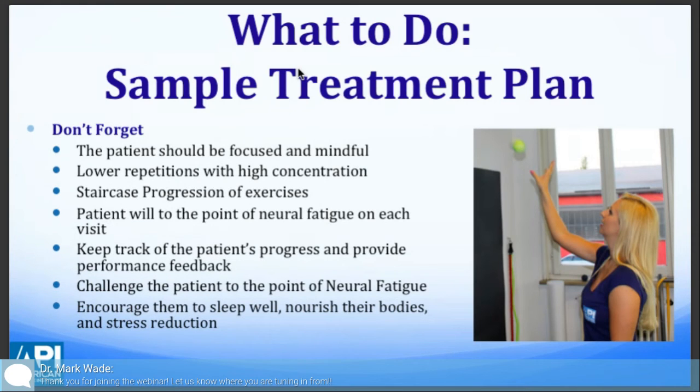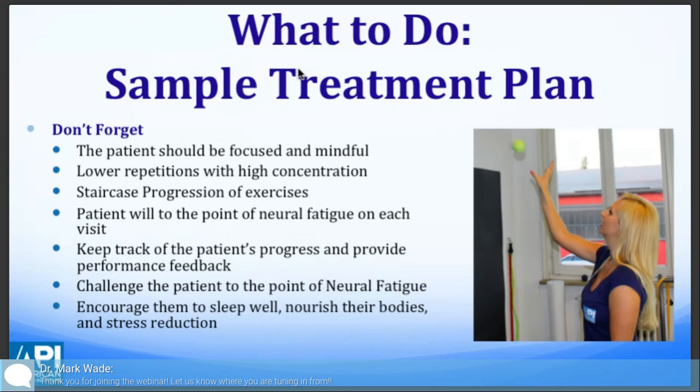Now, don't forget, with this sample treatment plan, the patient needs to be focused and mindful. We want lower repetitions with high concentration, high complexity, and high contraction levels. We also want that staircase progression of the exercises. And the patients want to get to the point of neural fatigue on each visit or each time they do their rehabilitation. Also, keep track of the patient's progress and provide performance feedback throughout the patient's treatment plan.